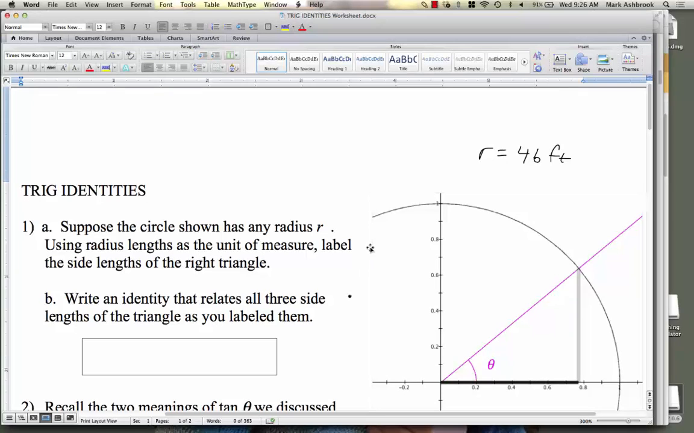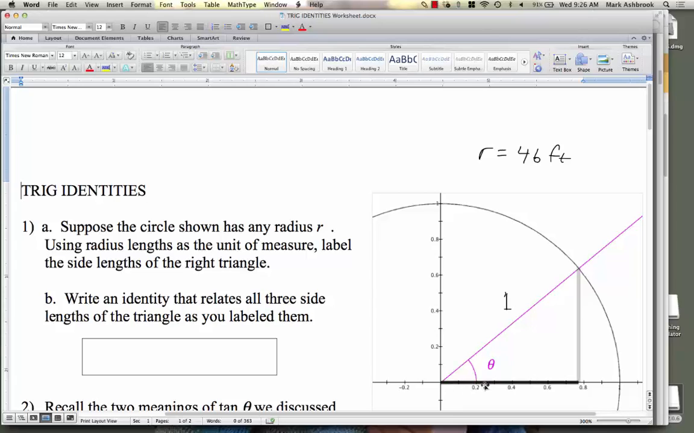So let's start with this right here. My measuring stick is a radius length. What's the measure of that length right there? John, what do you think? 1. He wants 1. That's it. Yes, it's 46 feet, but it's also 1 radius length, and that's what we're measuring in. Okay, this is the black bold bar down here.